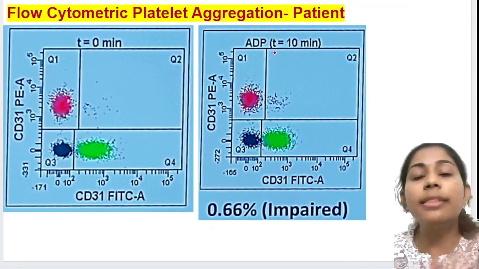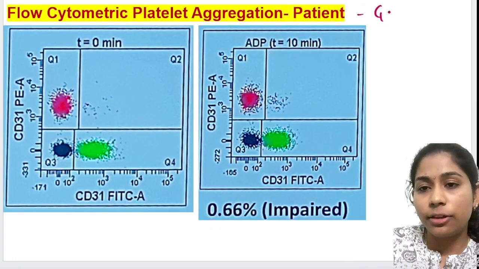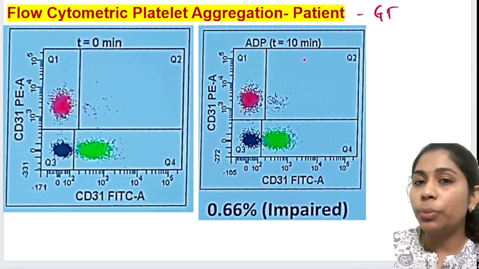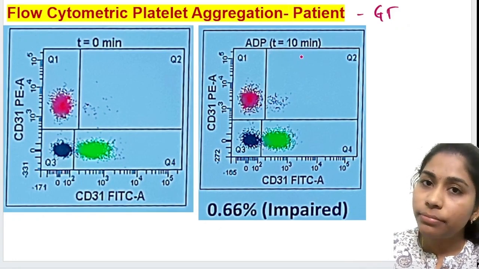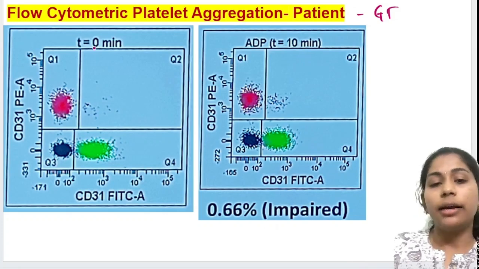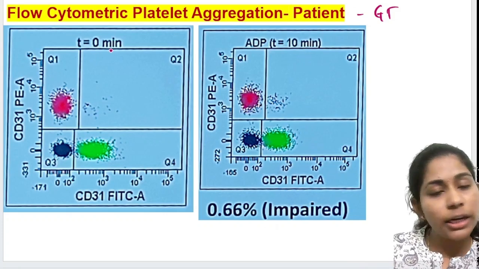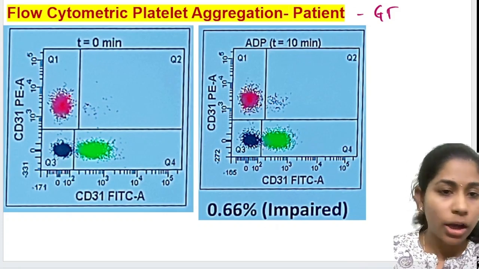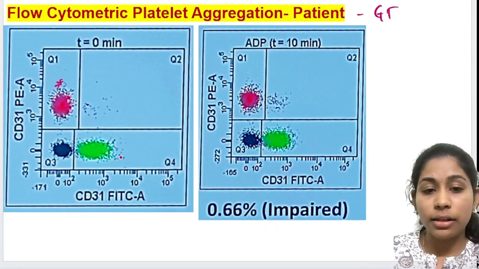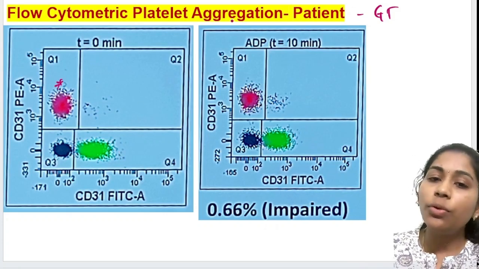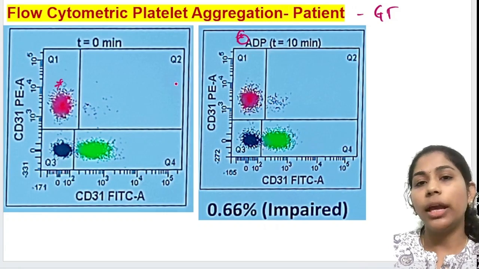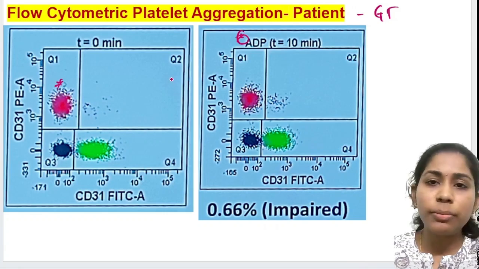Okay, let's say the patient has GT. The patient has Glanzmann thrombasthenia, there is no GP2B3A receptor, so will aggregation happen or not? No, aggregation won't happen, right? Correct. So the same thing: initially we didn't add any agonist. So normally, the CD31 and the FITC and phycoerythrin are separated. Now we have added the ADP. Okay, ADP we have added.